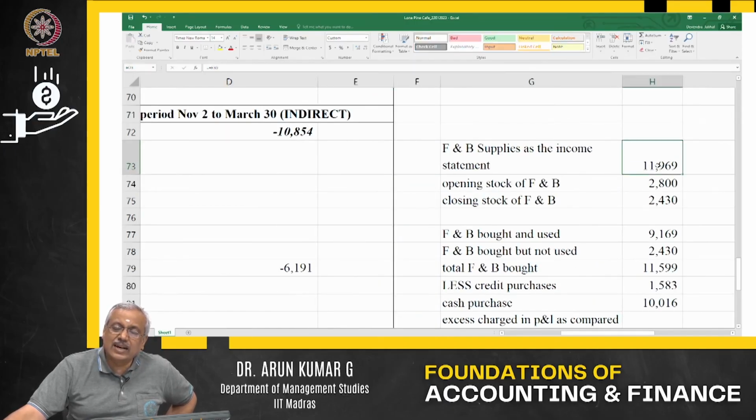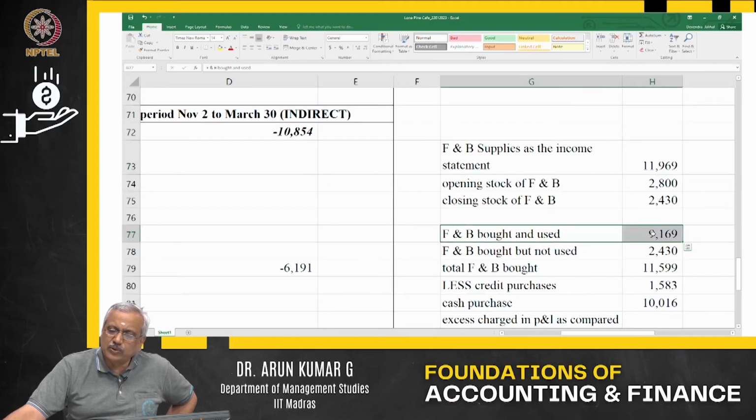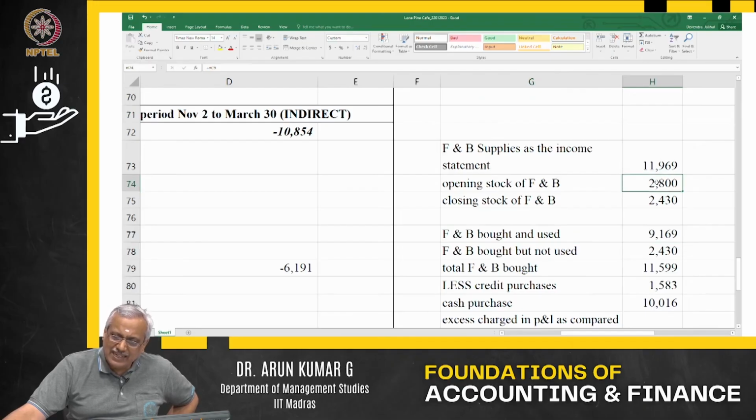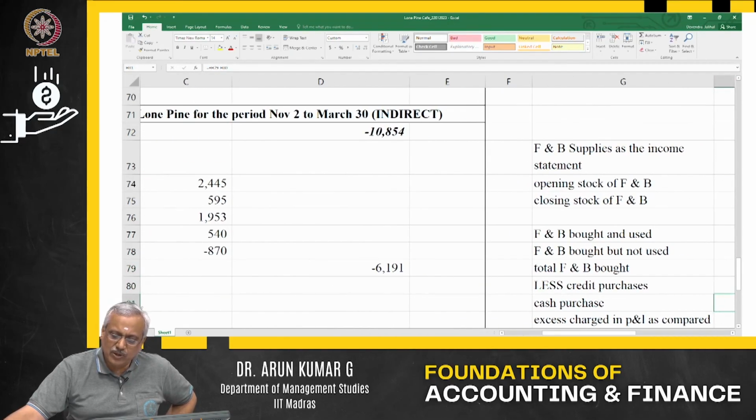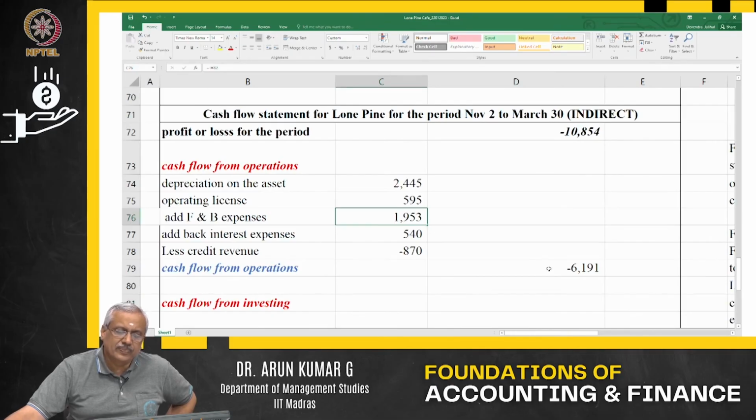F&B charged so much. What is the F&B used? Bought and used means the amount charged minus the opening stock. What is bought but not used? That is the closing stock. I have added this. So what is the total F&B bought? I have deducted what is due, and the cash purchases that I have made is what I have taken. So what is the difference I have taken here?